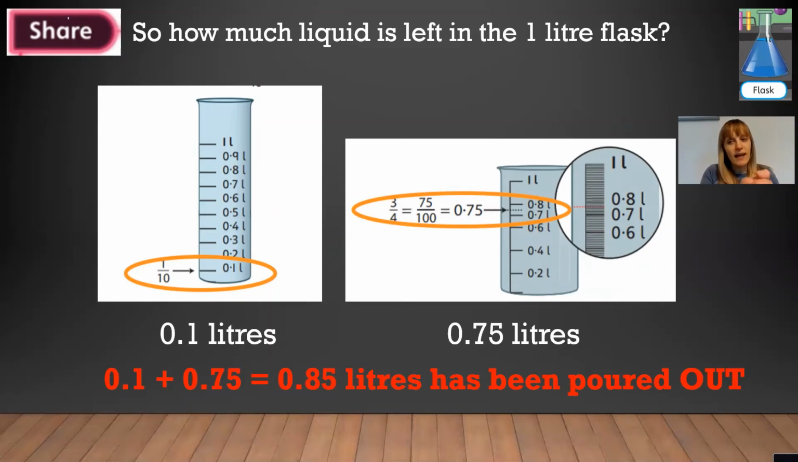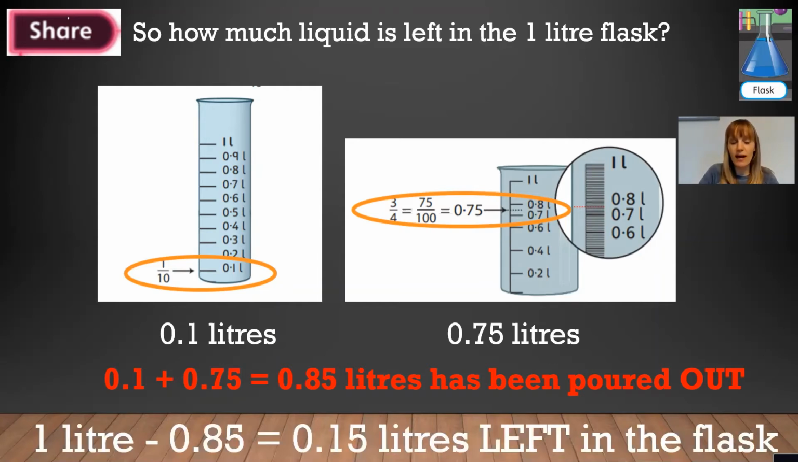So how am I going to work out then what is left in the flask now? Have a little think. Pause the video if you need to. What's the calculation I'm going to do to decide how much liquid is left behind in that flask? So here we go. The calculation is that you need to take away 0.85 from 1 litre, okay, because that's going to tell us what there is left. And we're going to have 0.15 litres left behind in the flask.